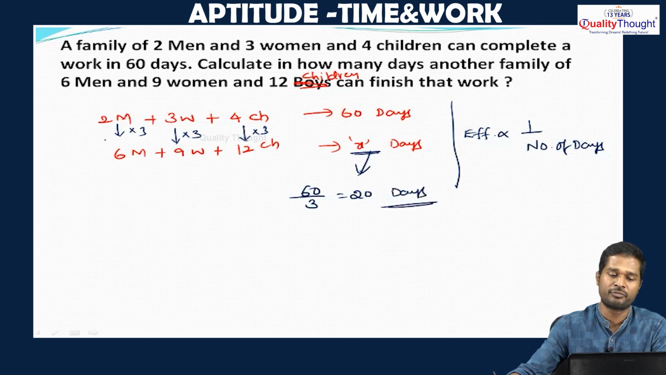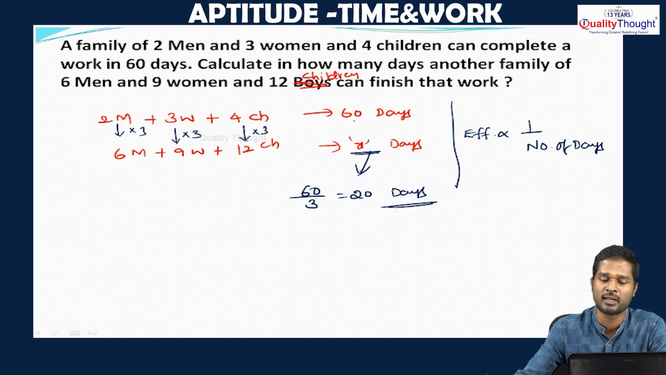Simple question. So if 2 men, 3 women, 4 children can complete a work in 60 days, then 6 men, 9 women and 12 children can complete the work in 20 days, because in each case it is multiplied by 3 times. That means number of men are multiplied by 3 times, number of women are multiplied by 3 times and number of children are multiplied by 3 times.